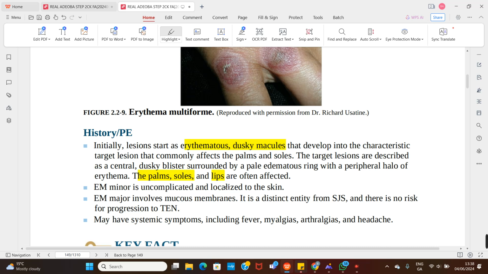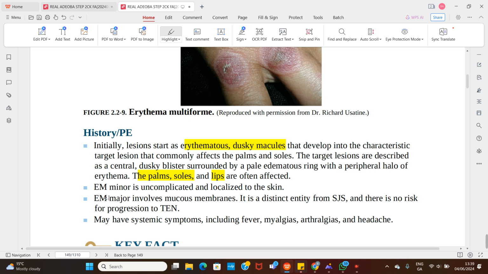Don't forget, the affectation of the mucosa helps us to categorize it into two forms: erythema multiforme minor and erythema multiforme major. When it affects the mucosa like the lips, it becomes erythema multiforme major. When it is confined to the skin only, it is erythema multiforme minor. So it's going to affect the management. That is very important for us to know.